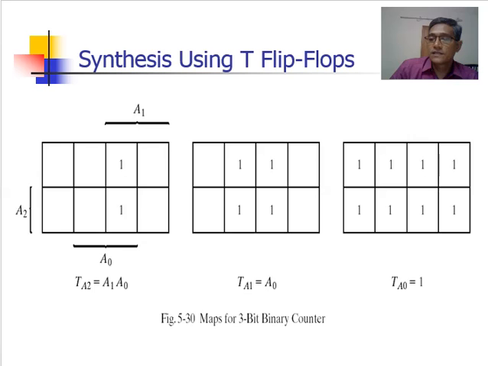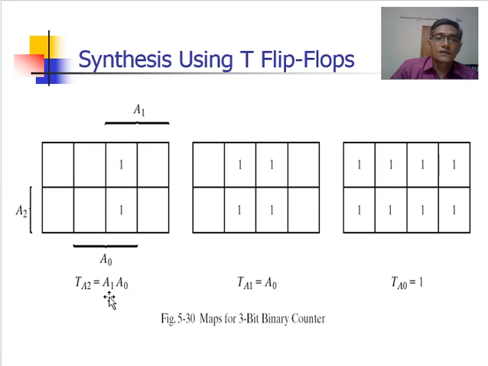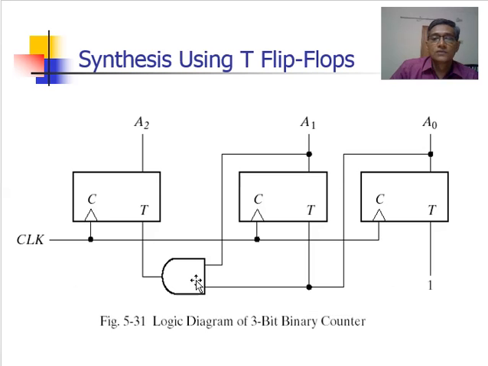TA1 is equal to A0. A0 means the output of the first flip-flop, that is the Q output of the first flip-flop. So that is given to the T input of the second flip-flop. Next, what is the input for TA2? We got A0 into A1. So this is a product term, an AND term, so we need to use an AND gate. Here A0 is one input and A1, the Q output of the second flip-flop, is the other input of this AND gate, and the output of this AND gate is given to the T input of the third flip-flop, that is A2.